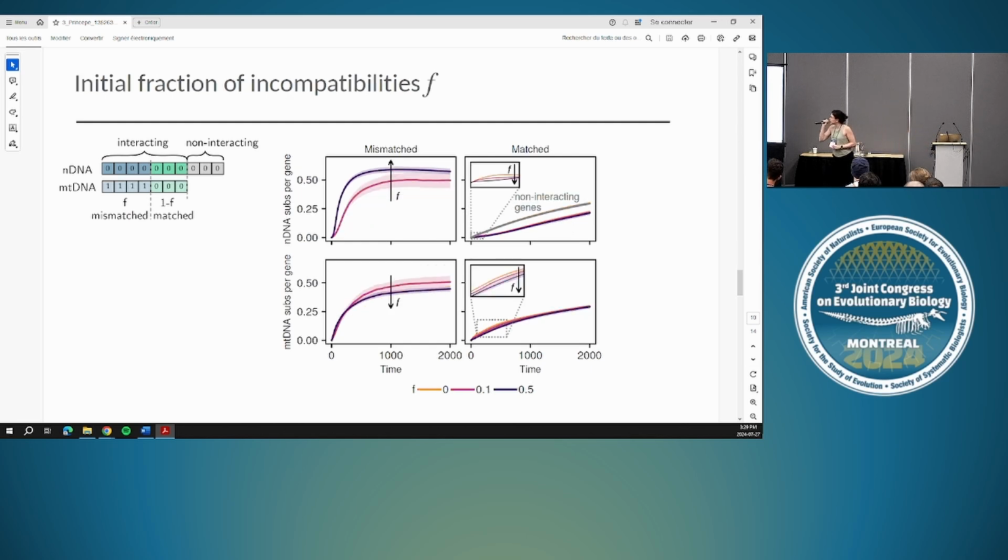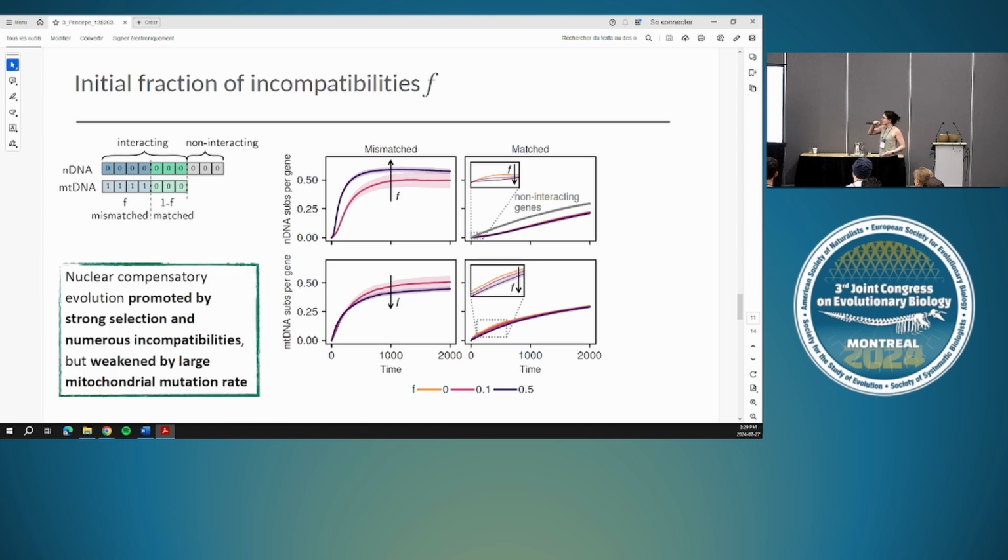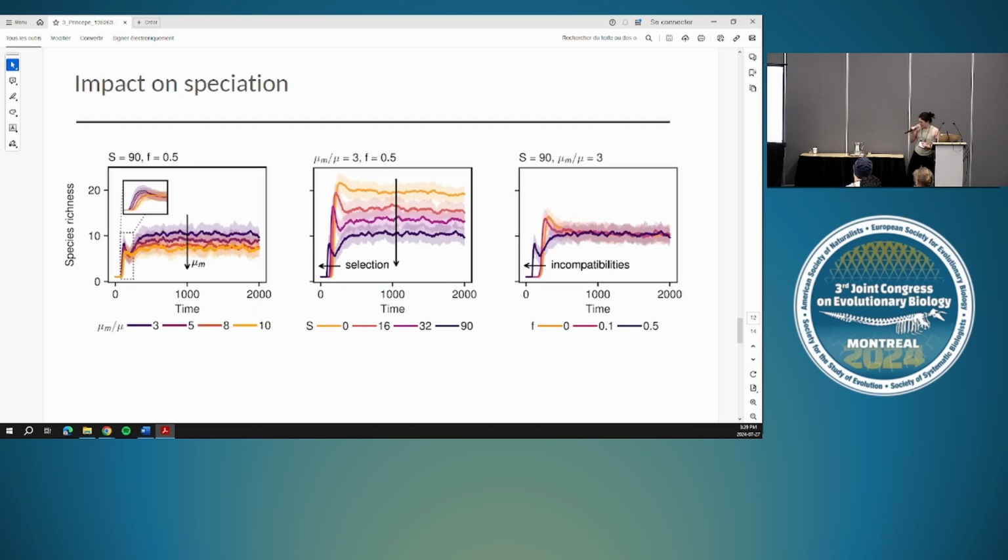And in the end, we also looked into how many incompatible sites we have. Sorry. So this is more expected: in the matched sites, we don't see any big effect. But in the nuclear sites, if you have more incompatibilities, you have more substitutions, and the mitochondria is the opposite. So if you summarize, the non-compensatory evolution is promoted by strong selection, but somehow has different effects because of the mitochondrial mutation rate.